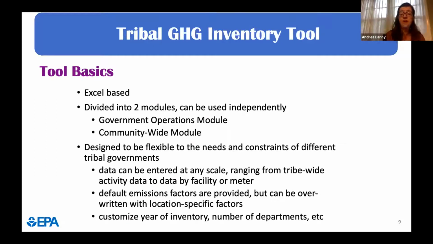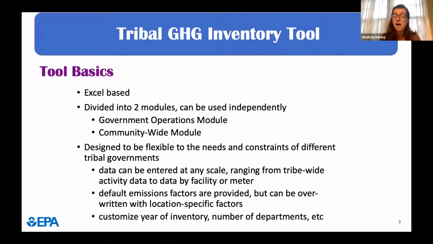Each one can be used independently, or you can use both of them. So we have the government operations module and the community-wide module. I think you'll know from the names what they do. And it's really designed to be flexible to the needs and constraints of different users. So you can enter data at any scale. So, maybe you have one number rolled up for all of the tribes' electricity use. If that's what you have, you can put it in like that. If you have it by department for your government operations, you can put it in like that. If you have it by building or by meter, you can enter it that way. So it's really up to you how you want to enter that data to make it useful.